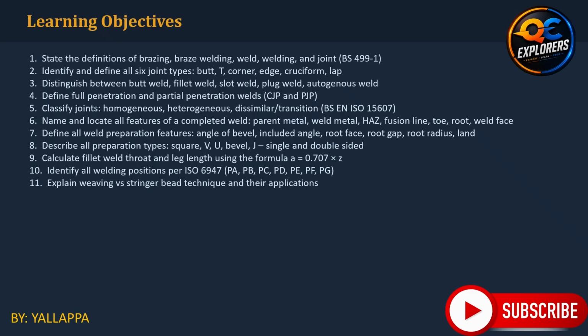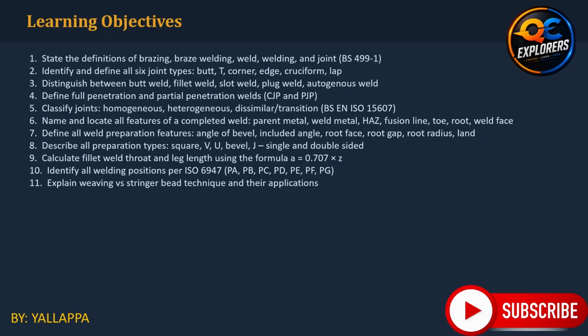The first requirement is to understand the fundamental definitions from BS 499-1. You should be able to distinguish welding from brazing and braze welding, and understand exactly what is meant by a weld and a joint. Next, you need to recognize the 6 joint configurations and understand the angular ranges associated with each one. You also need to distinguish between weld configurations. A butt weld is not the same thing as a butt joint, and a fillet weld is not limited to one particular joint type. We will also examine full penetration and partial penetration welds and then move into joint classification, including homogeneous, heterogeneous, and dissimilar or transition joints.